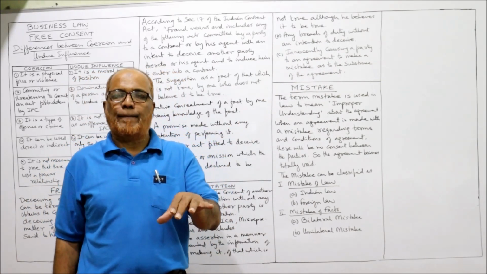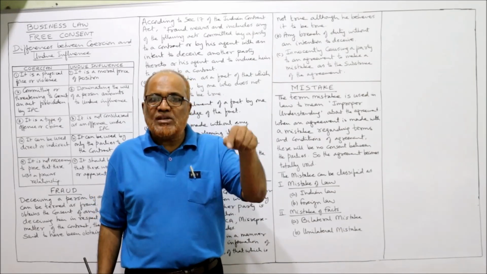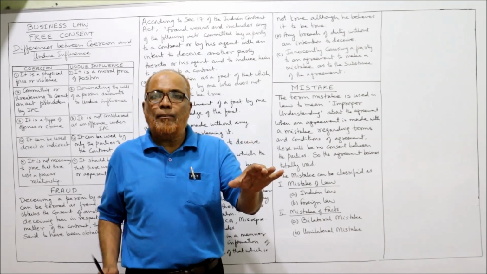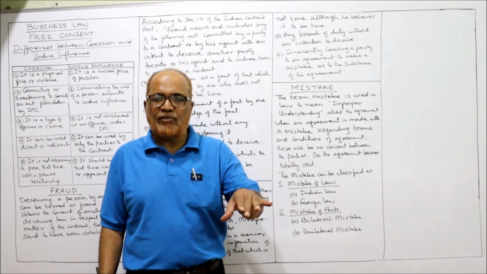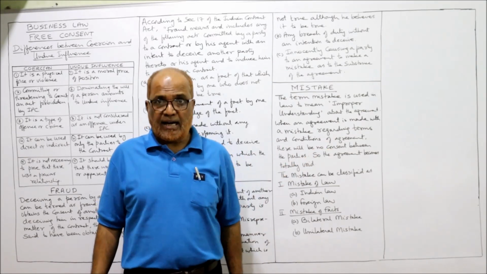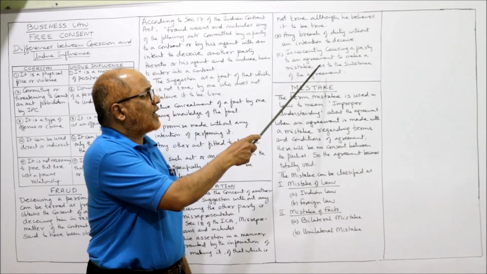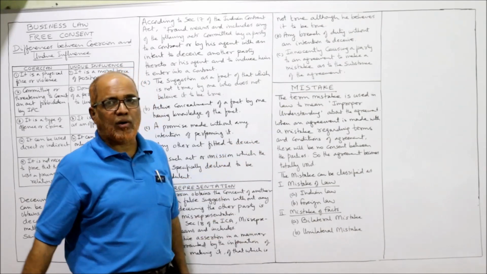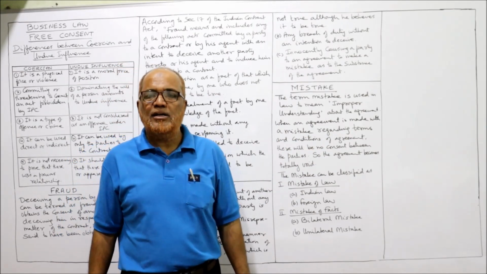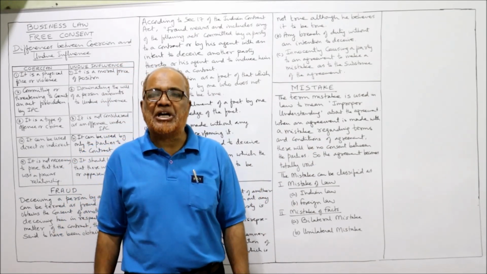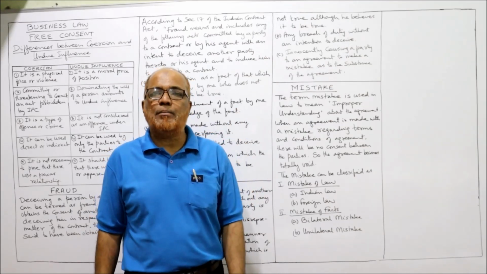Next one, any breach of duty without intention to deceive. There are some duties of both the parties to a contract. Suppose there is a breach of duty by one party, but not to deceive the other party. That is also misrepresentation. Innocently causing a party to an agreement to make a mistake as to the substance of the contract. Innocently, that means taking the consent of the other party so that the other party commits a mistake. So these are the acts which amount to misrepresentation.